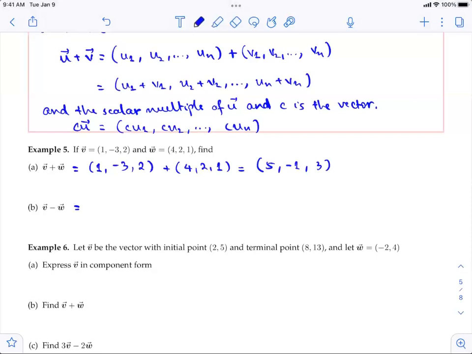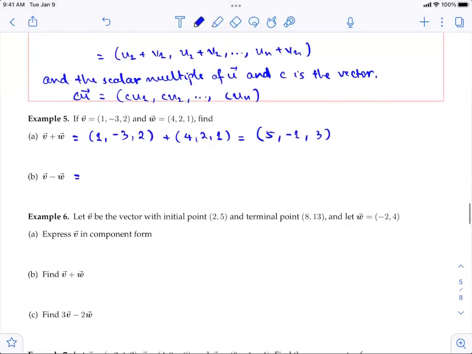The next question, you have the difference between two vectors. You have 1, -3, 2, minus 4, 2, 1. So 1 minus 4, you have -3. -3 minus 2, you have -5. And 2 minus 1, you have +1.